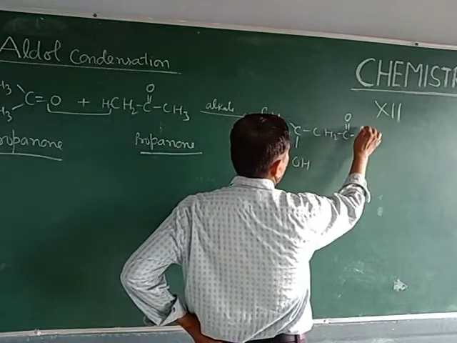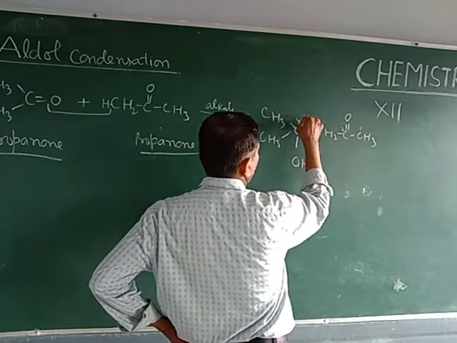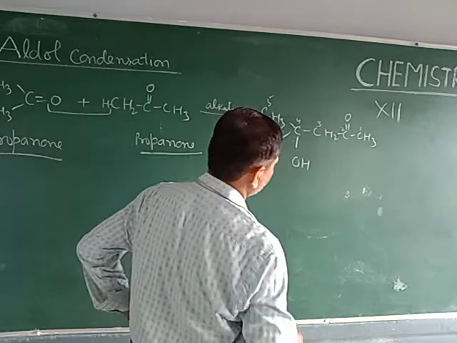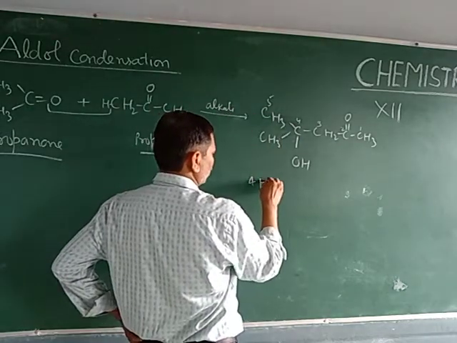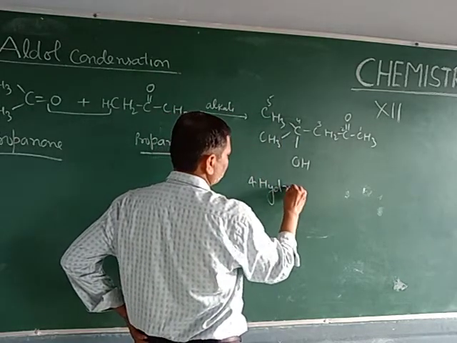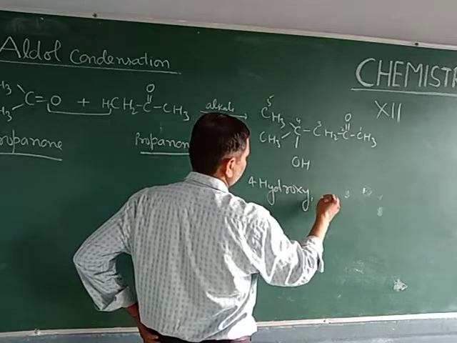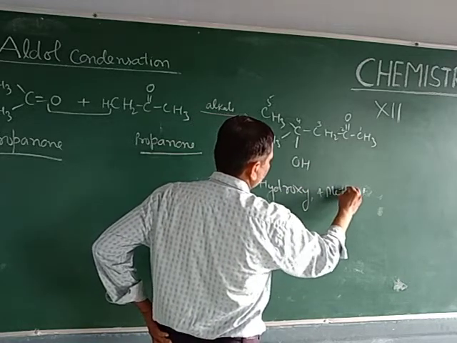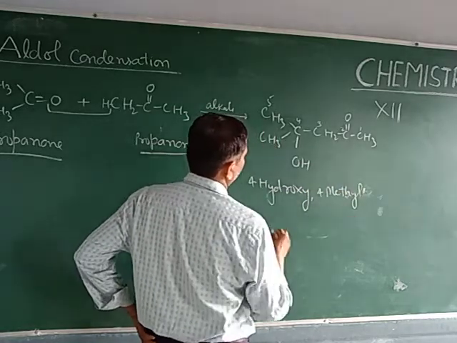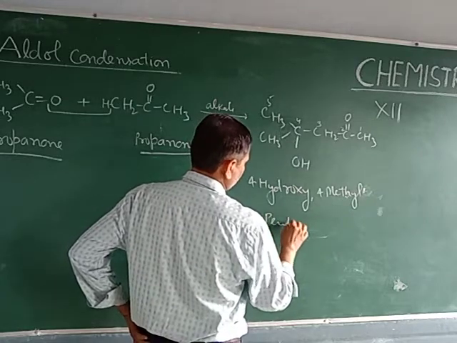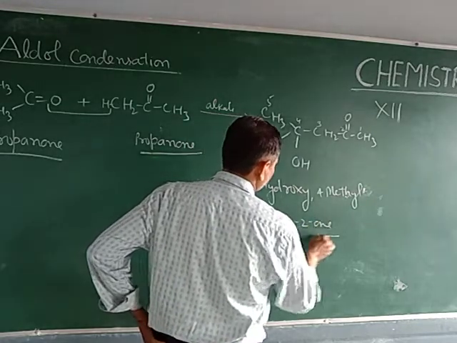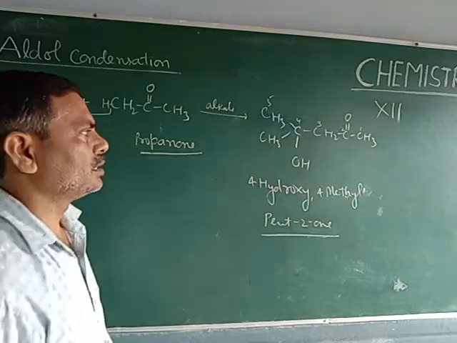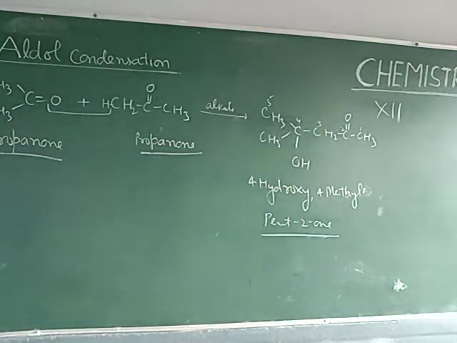Numbering 1, 2, 3, 4, 5: 4-hydroxy, 4-methyl pentan-2-one. This is what you can call aldol.